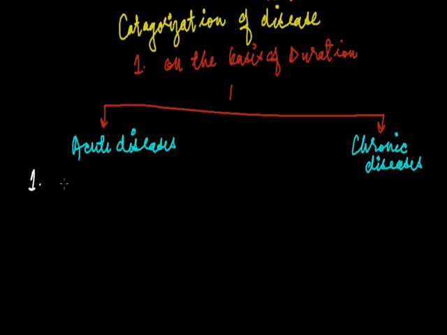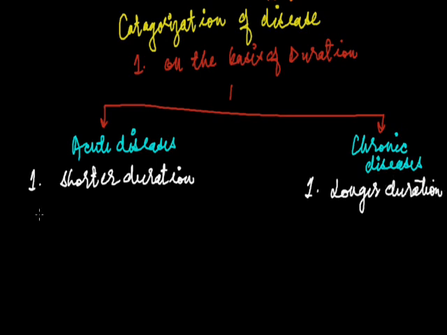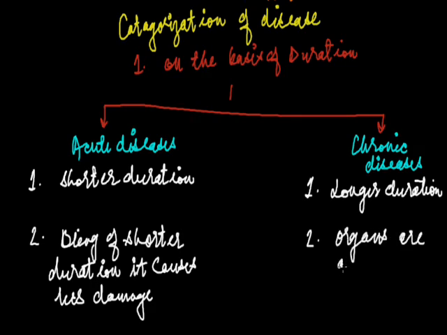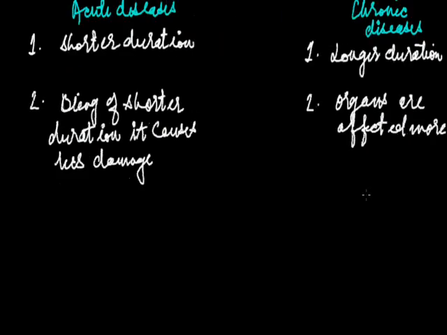First, acute diseases. These are of shorter duration, and chronic diseases are of longer duration. Being of shorter duration, acute diseases cause less damage, while in chronic disease, as these are of longer duration, organs are affected more.